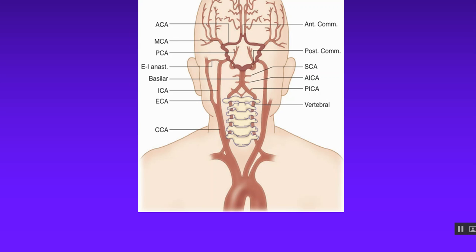Just point out a few structures here. So here's kind of looking at the front of somebody looking at you with just their vascular system here. So let's point out the major structures here. So these guys right here and here on each side, those are your internal carotid arteries. Okay, that's the internal carotids coming up.